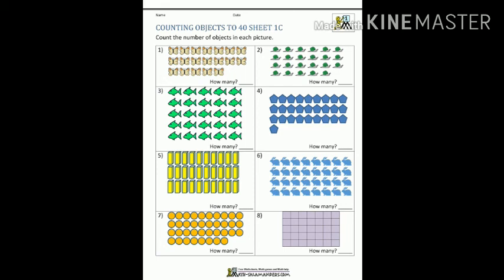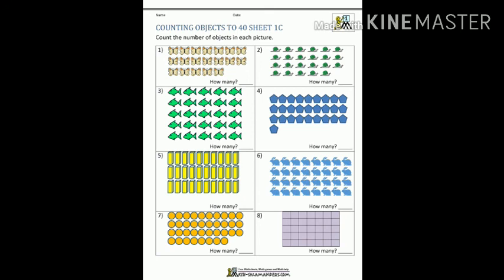In the next column we can see the circles. Let's count the circles. 1, 2, 3, up to 38. So there are 38 circles in that column and the spelling of 38 is THIRTYEIGHT 38.